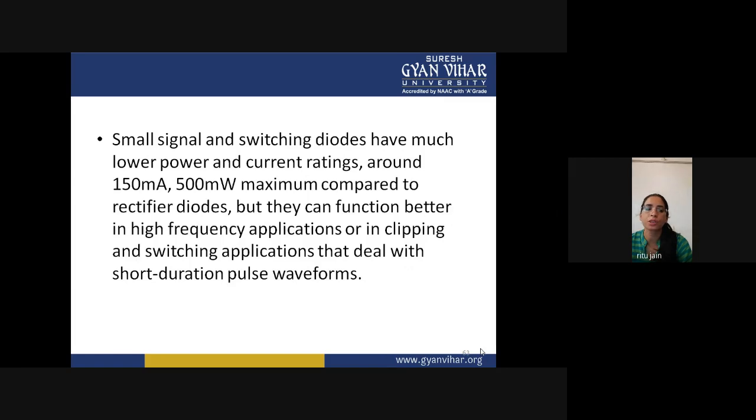In high frequency applications, if you are using a signal diode like a switch, you can turn this diode on and off very frequently. It can also be used for a clipping circuit. Clipping means that you are going to cut some signal from a waveform, or you can say that you are going to cut some of the waveform. That is your clipping circuit, where you can easily use signal diodes, because if you talk about high frequency, then what is happening? Frequently you are switching a switch on and off, turning it on and turning it off.